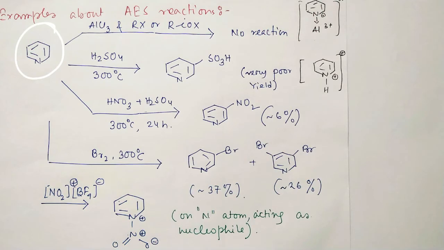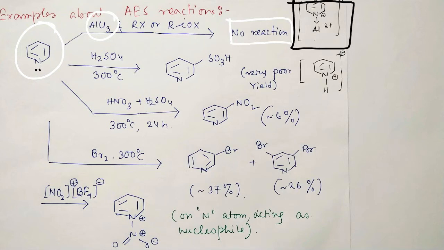What happens if you take AlCl3 and RX, that is Friedel-Crafts alkylation, or RCOCl, Friedel-Crafts acylation? In this case, what do you observe? No reaction. Why? Previously I have told that nitrogen can form a Lewis acid-base adduct with its lone pair, and actually that happens. See, this aluminium pyridine complex.